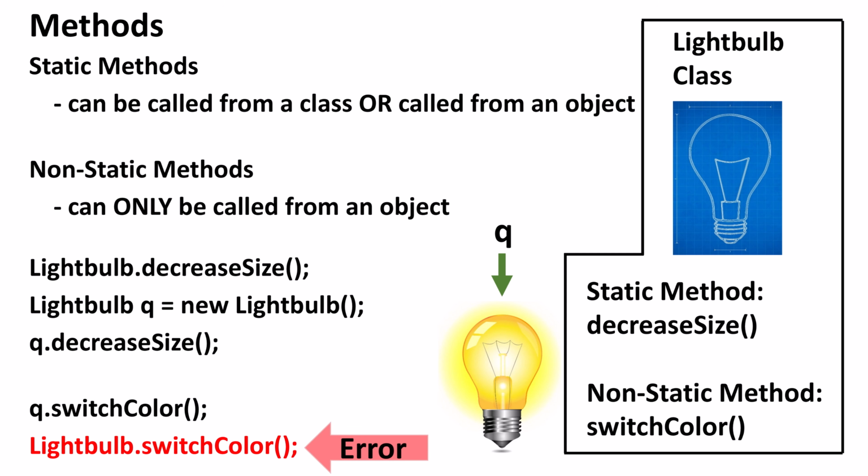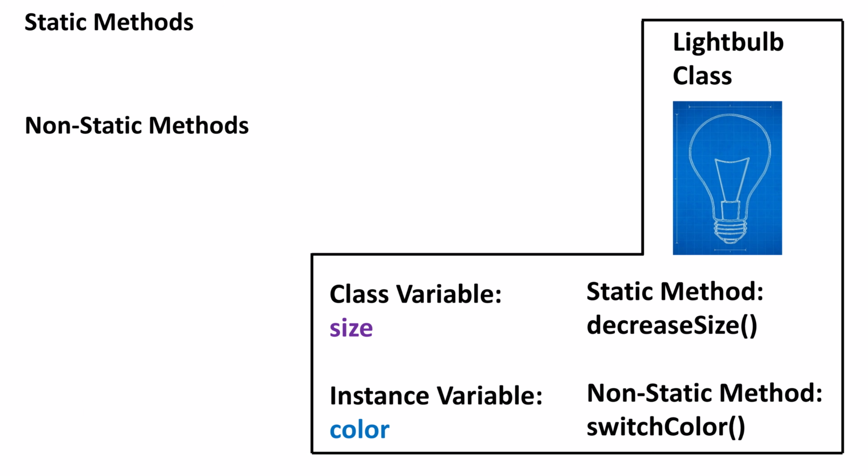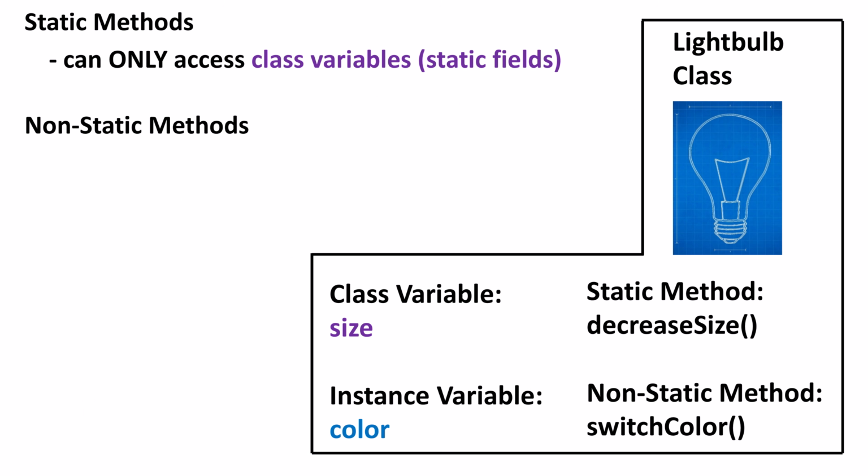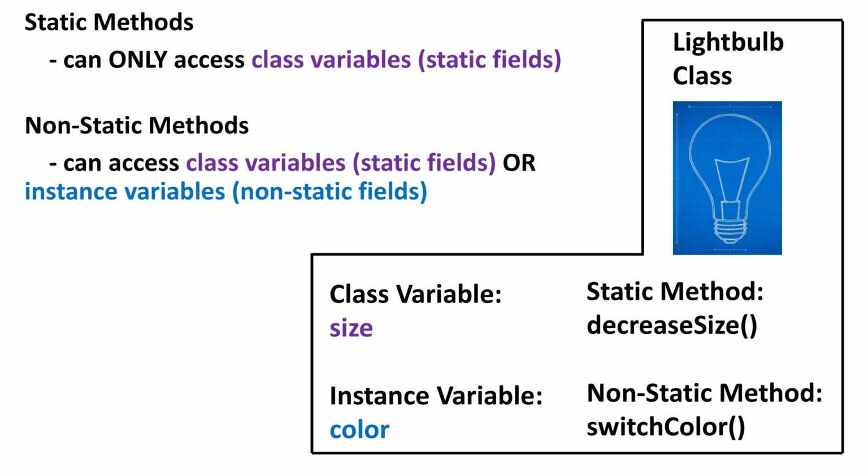This line of code will give the error, non-static method cannot be referenced from a static context. The final thing to know is that static methods can only access class variables, which are properties of the class. Conversely, non-static methods can access class variables, properties of the class, and instance variables, properties of the object. This is why the switch color method had to be non-static, so it could access and change the instance variable color. This fact will be important when you learn about writing classes in a later lesson.